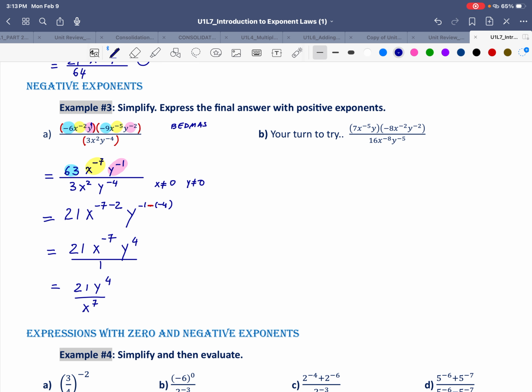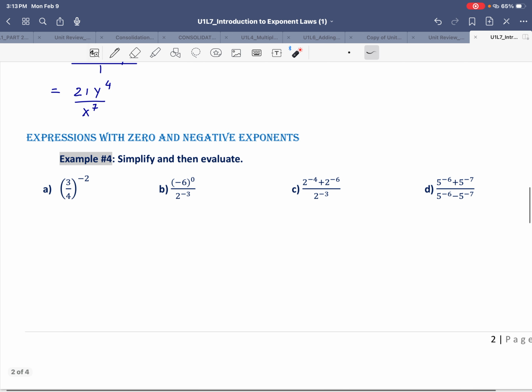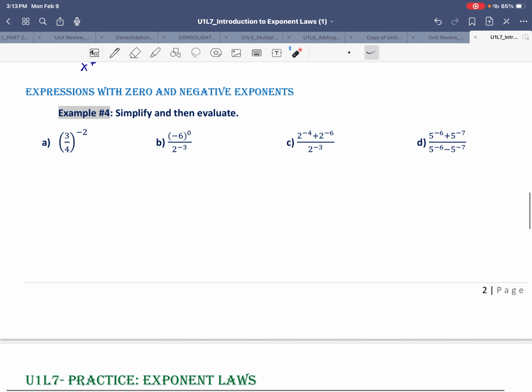And I would like you to try the next example in the exact same way. And you may find the notes posted online on our Brightspace classroom. And our next video will be about expressions with 0 and negative exponents.